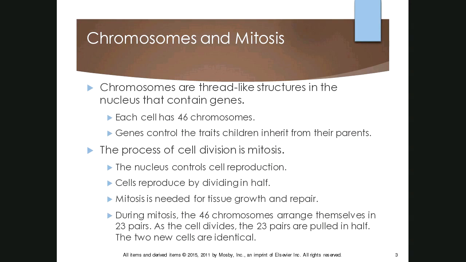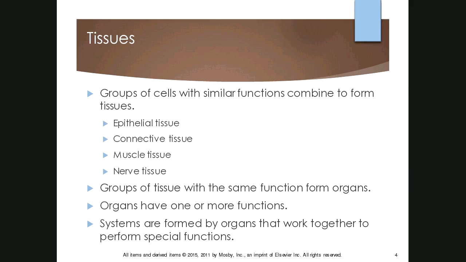As far as chromosomes and mitosis go, all you need to know is that chromosomes are thread-like structures in the nucleus that contain genes. Each cell has 46, 23 from each parent, and genes control the traits the children inherit from their parents. I'm not really going to go into mitosis because you can read over the slide. I'm not going to have a question about that.